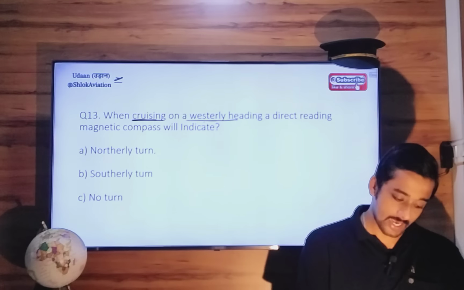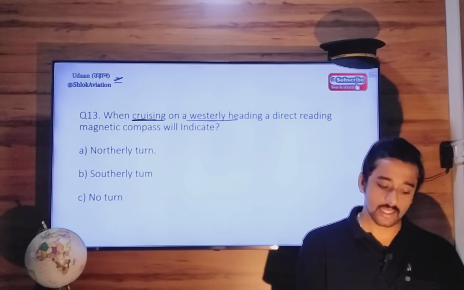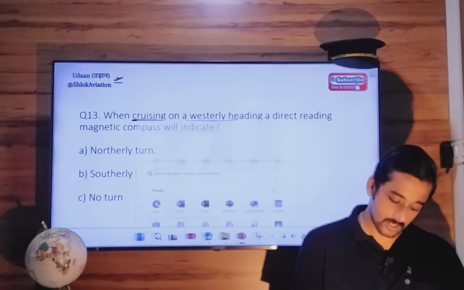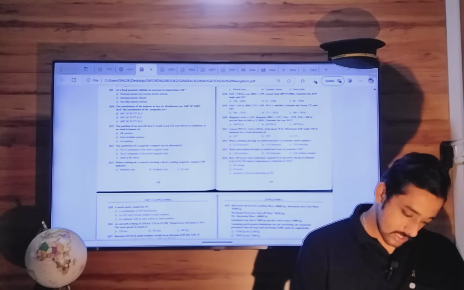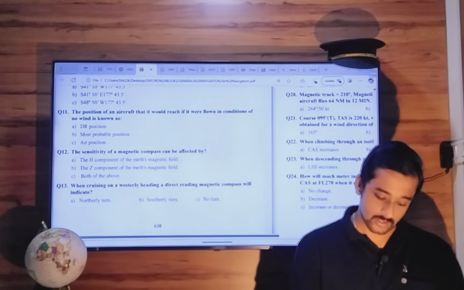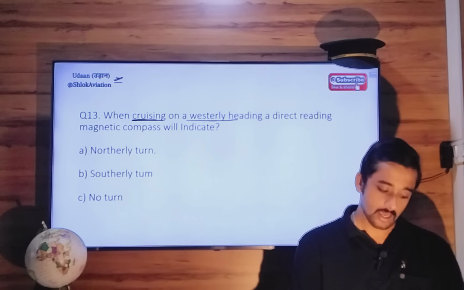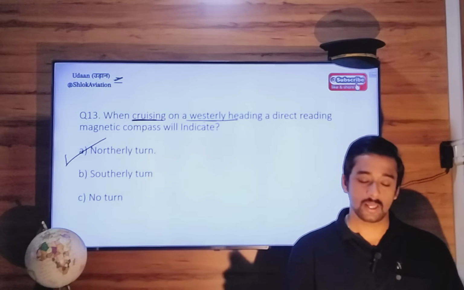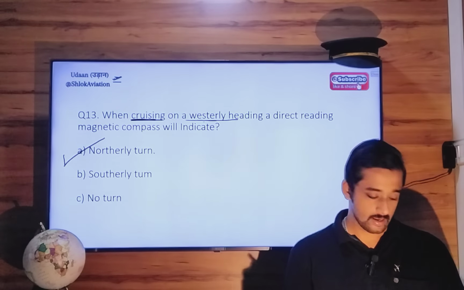Direct reading compass will indicate northerly turn, southerly turn, no turn. So here it's not specified whether the aircraft is in northern hemisphere or southern hemisphere. So it's not mentioned here. So there is no error in printing or copy pasting this question, but let's consider this is in the northern hemisphere. So in the northern hemisphere, it will be a northerly turn. In the southern hemisphere, if this happens, it will be a southerly turn. Okay.